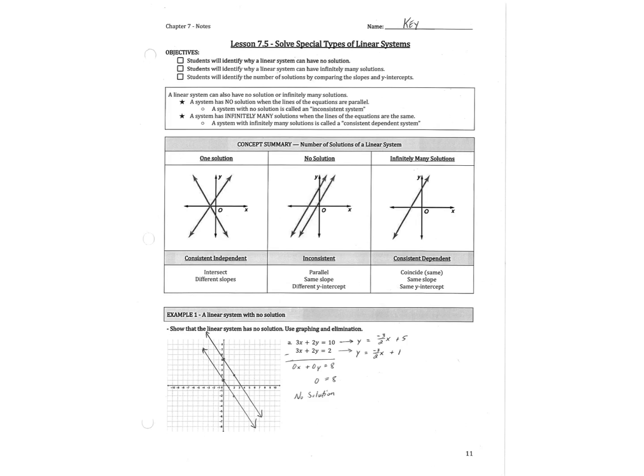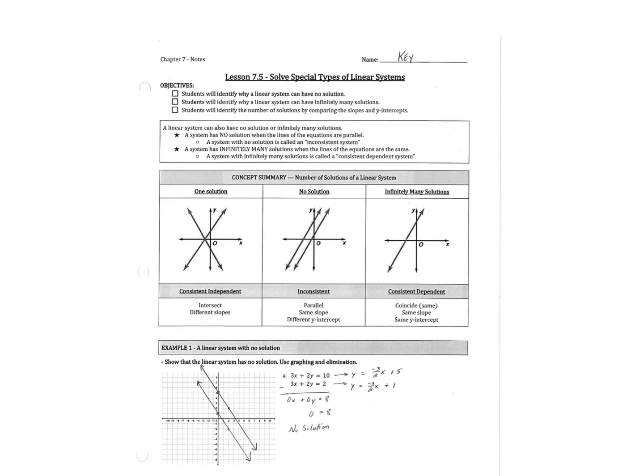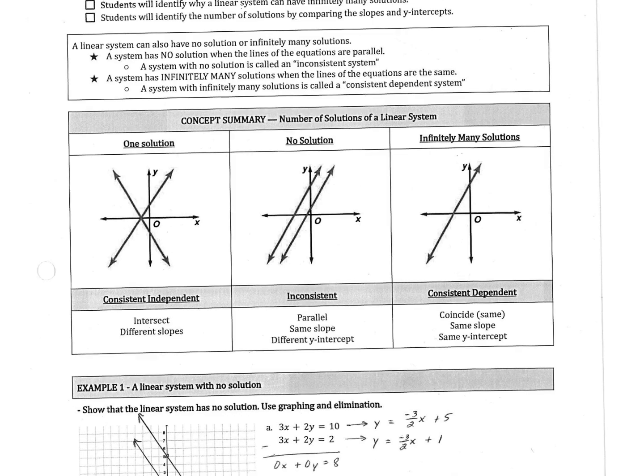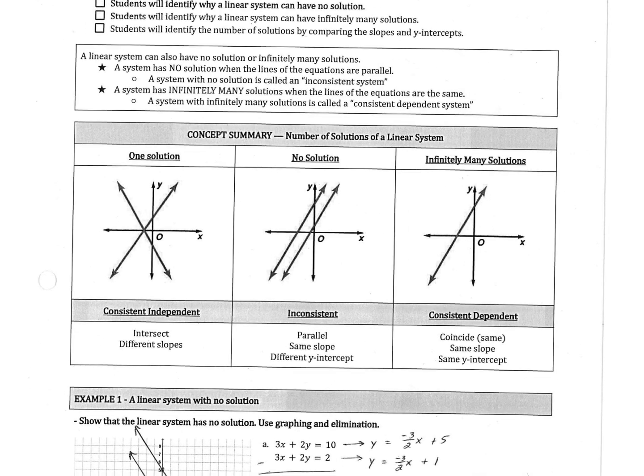Hi, today we're going to cover lesson 7.5 and we're going to talk about special types of linear systems. On your paper, I have a nice chart. This chart has 3 columns because there are 3 types of solutions. The first type of solution we have already talked about, one solution. That is when 2 lines cross in one location. Happens quite often. But there's also 2 other types of solutions.